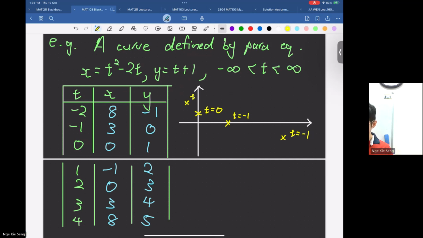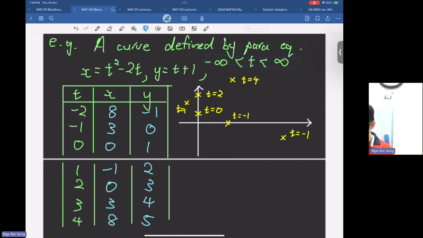T equals 2 is (0, 3), so to the top. And t equals 3 is (3, 4), so go up, and then t equals 4 goes further up. Of course, you can do more checking on times, but our curve is continuous, so we can just connect all these dots.